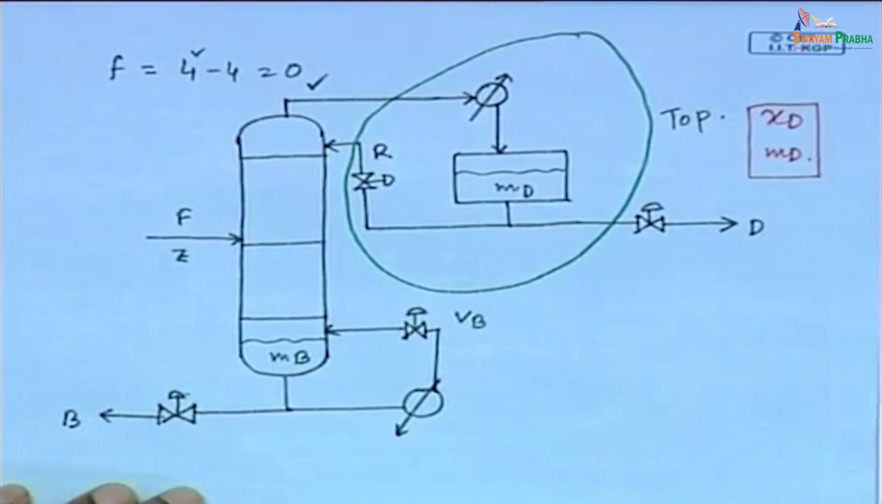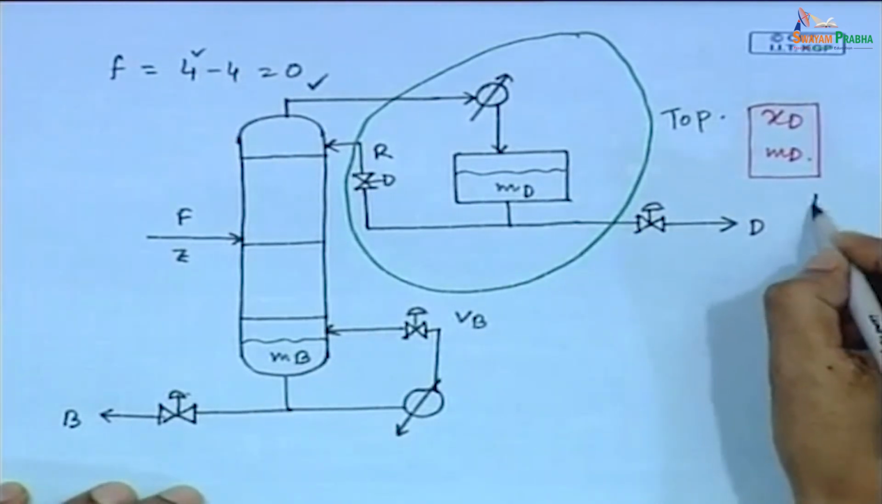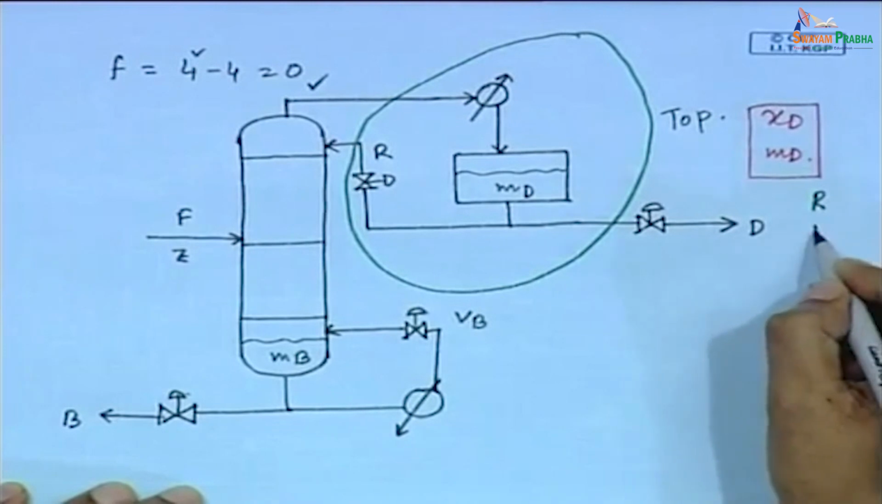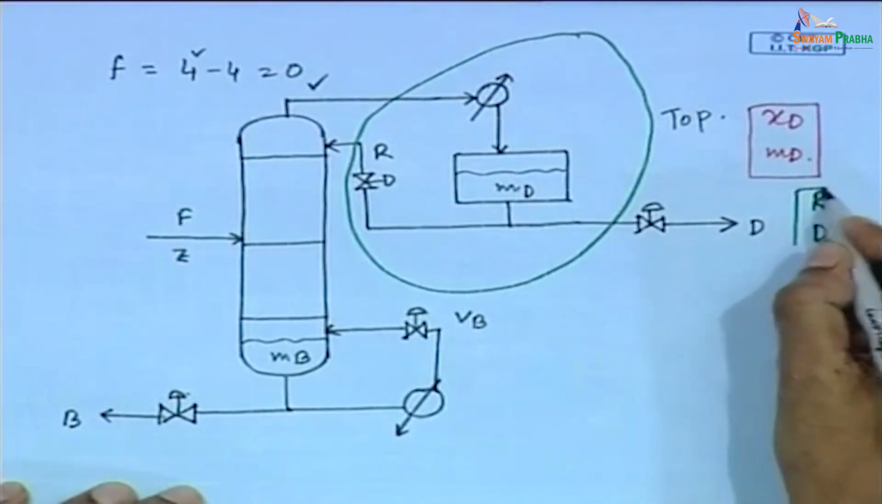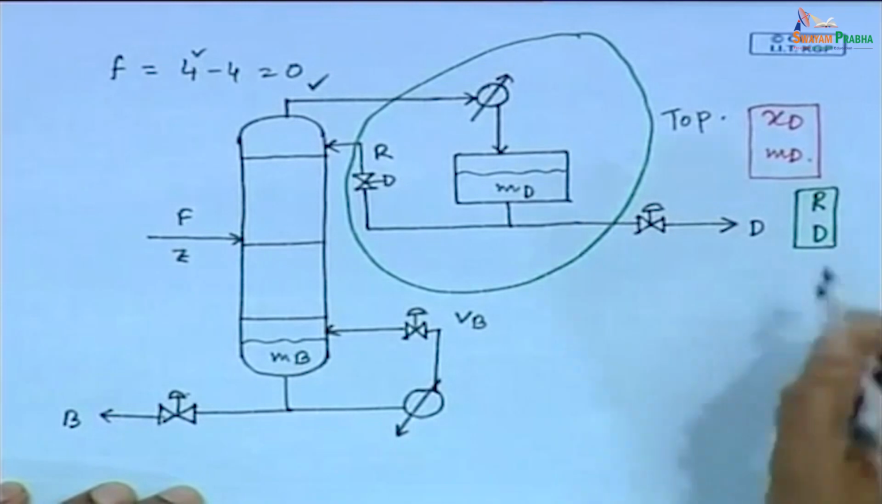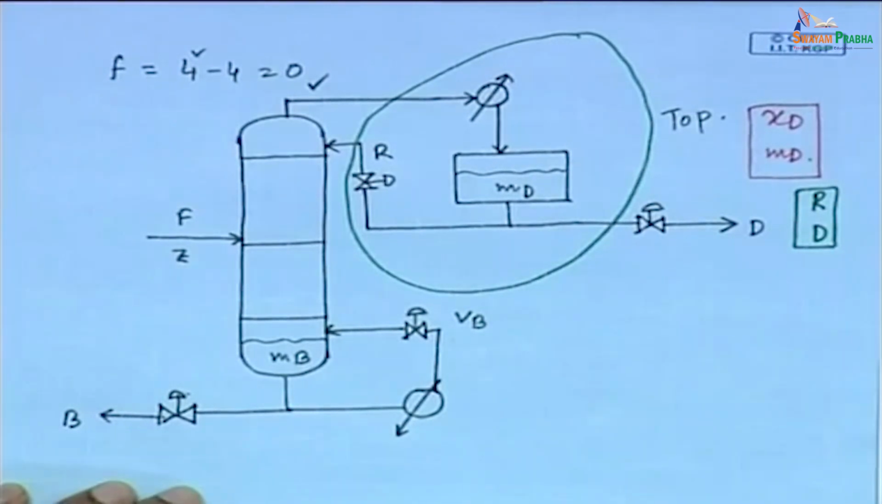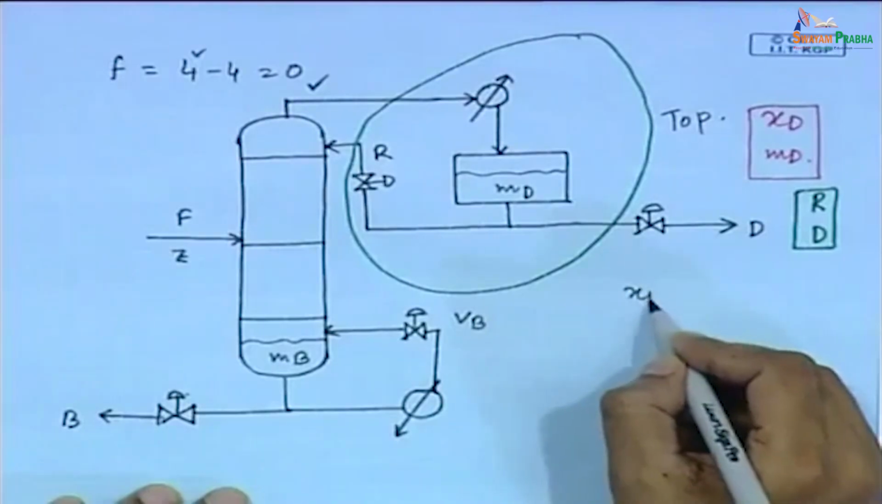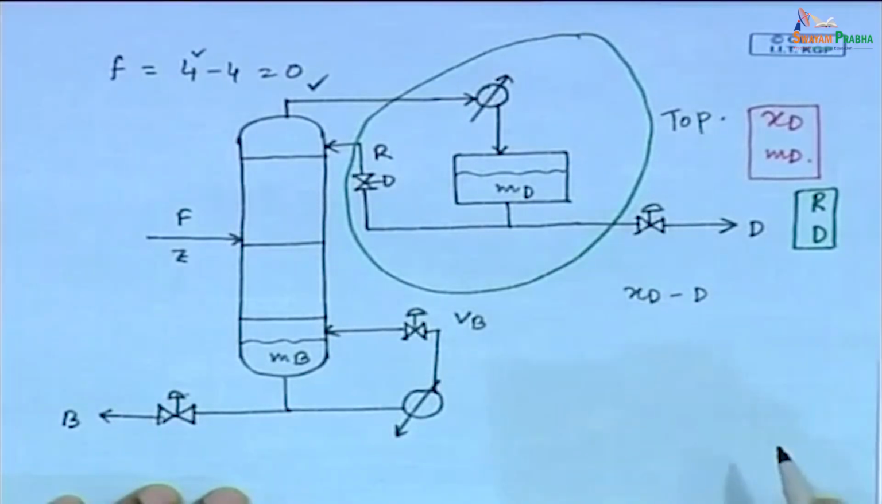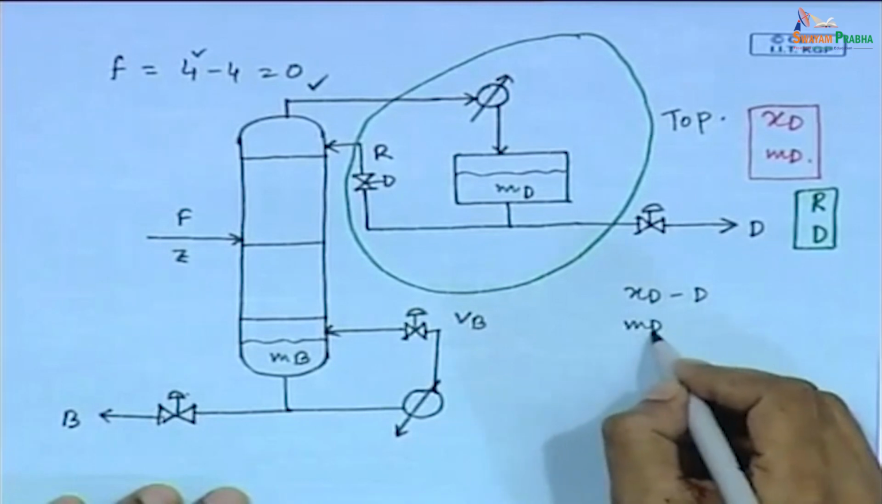Two variables are available for manipulation. What are those variables? One is R, another one is D. These two variables are available for manipulation. Now, we have to pair the control variable and manipulated variable. We can pair xd, d and md, r.